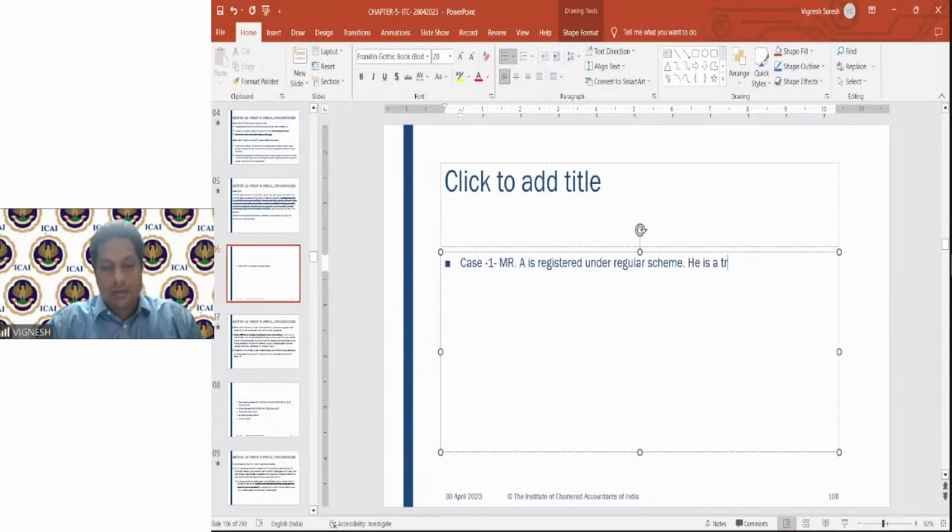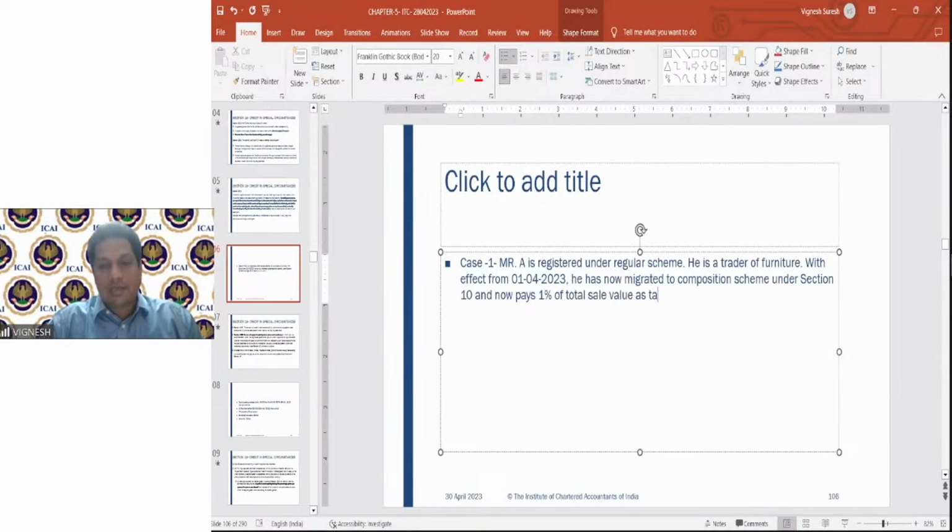He is a trader of furniture with effect from 1st April 2023. He has now migrated to the composition scheme under section 10 and now pays 1% of total sale value as tax. Okay, this is what he has done.